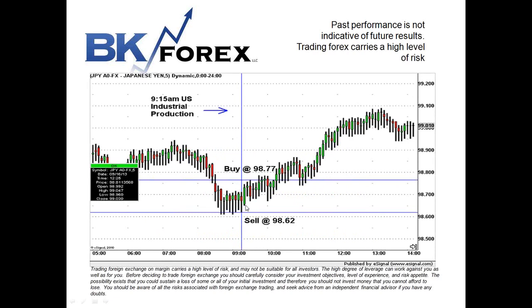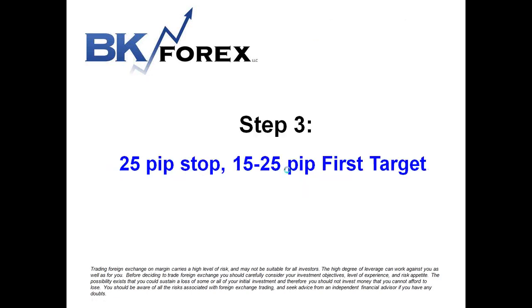So here we create the box, which is a 15-minute box, and we have a sell at 98.62 and a buy at 98.77. This is a dollar-yen handicap against the U.S. industrial production. And basically, if the highs get taken out, we cancel the sell order. If the lows get taken out, we cancel the buy order. It's a one-cancels-the-other order, and we just simply manage the second order.